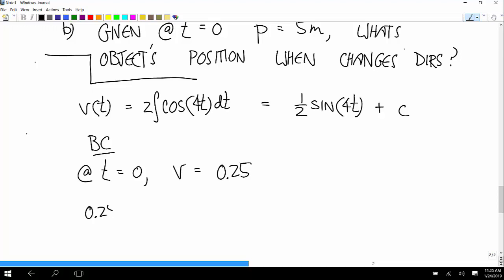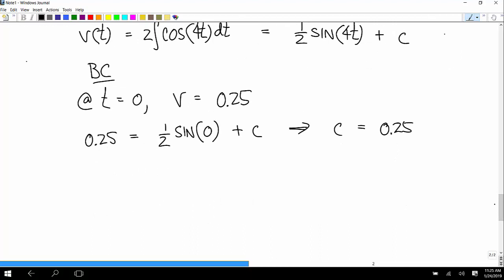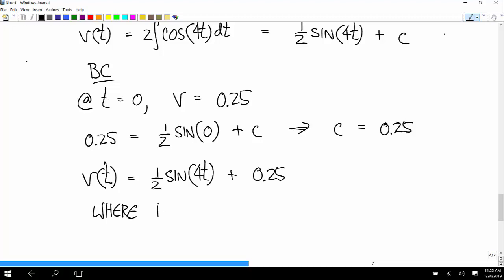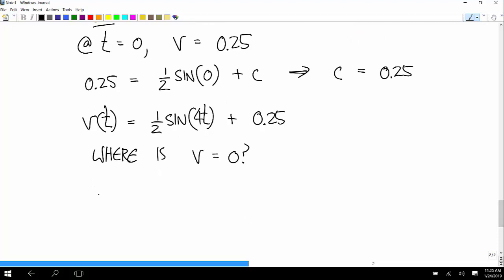Okay, so 0.25 is equal to 1/2 times the sine of 4 times 0 is 0, plus c. So c is equal to 1/4. And so the velocity function is equal to 1/2 times the sine of 4t plus 0.25. And now we're looking for where the velocity is equal to 0. So 0 is equal to 1/2 times the sine of 4t plus 0.25.